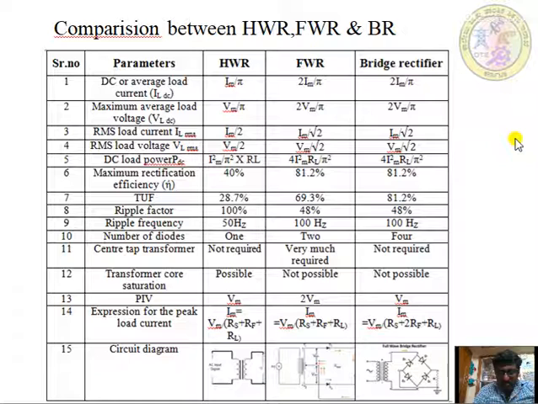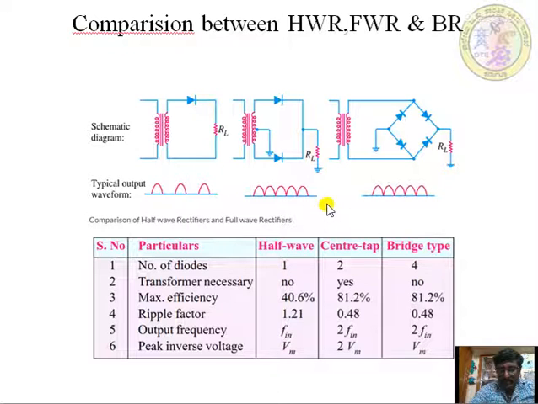In the circuit diagram, only for half wave rectifier one diode is used across the load resistor. For full wave rectifier, along with the center tap transformer, we require two diodes along with the load resistor. For bridge rectifier we don't require a center tap transformer, but we require four diodes with the load resistor RL. See the comparison between the half wave rectifier as well as the bridge rectifier.